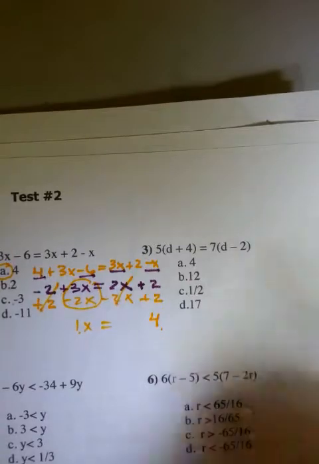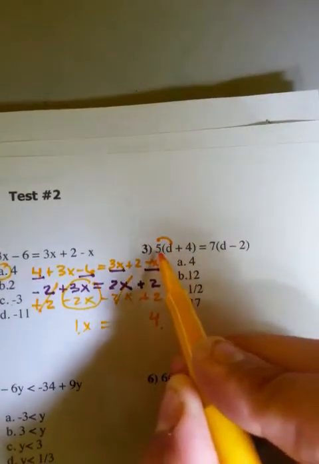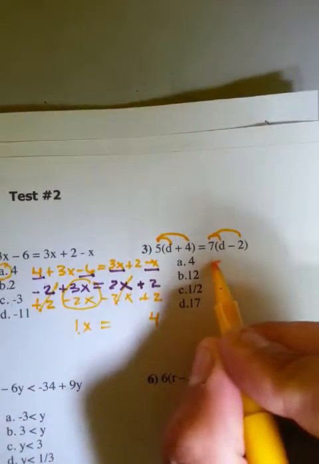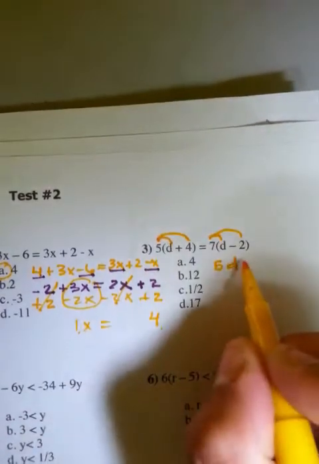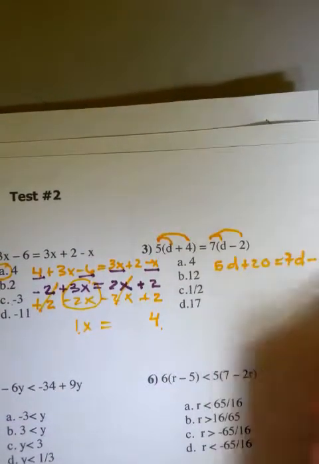Number 3. Here is a distributive property. So if I distribute this times the d, my 5 times the 4, and the same thing here on the right side, I'm going to get this. 5d plus 20 is equal to 70 minus 14.